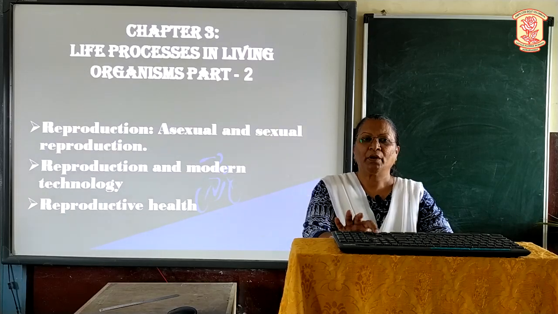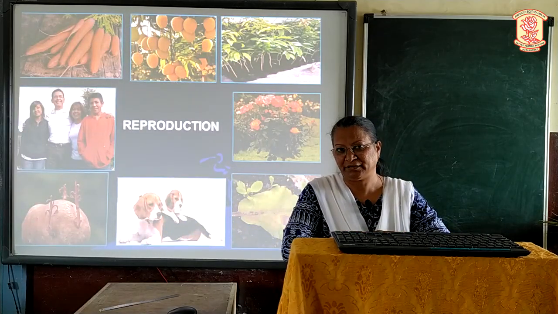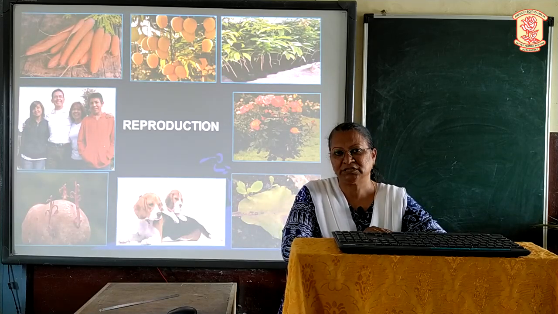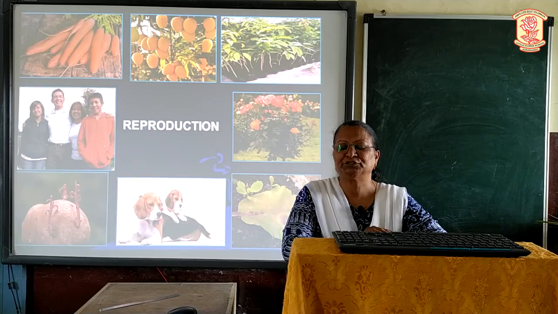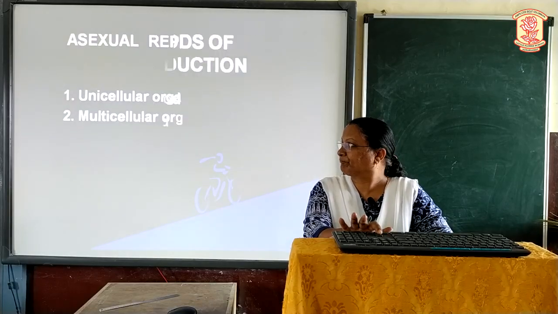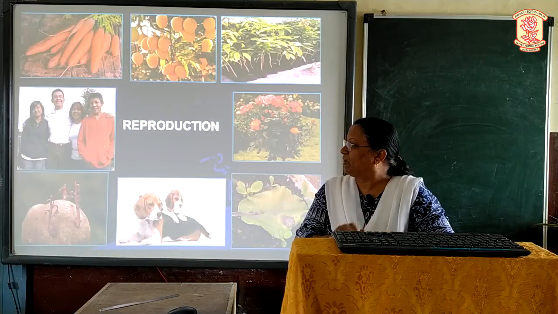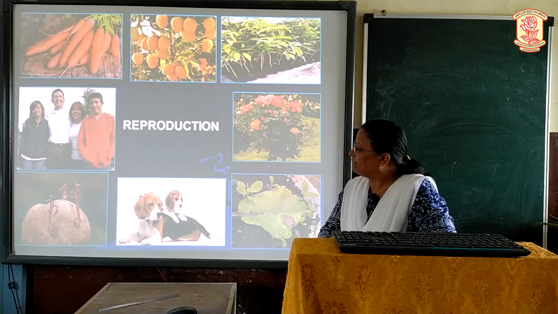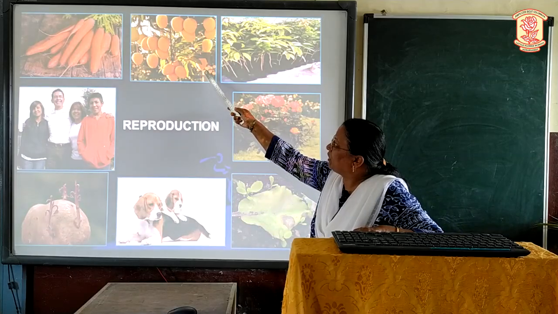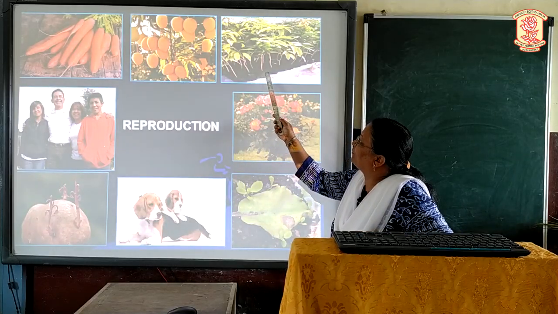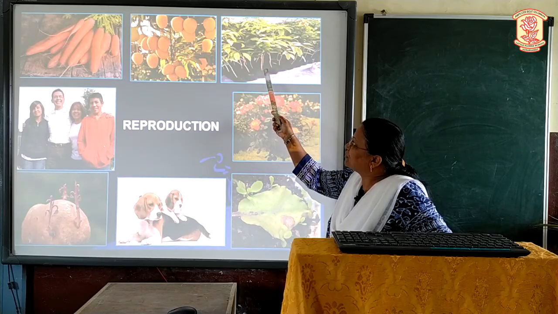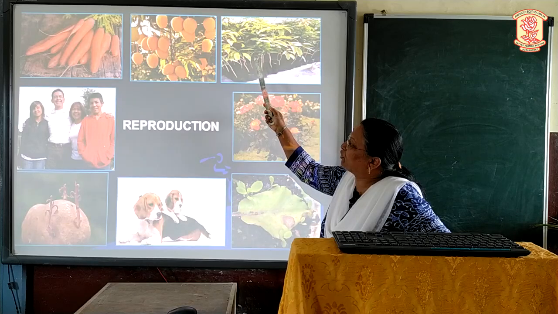So, what is reproduction then? We very well know reproduction is a process in which a young one is being produced from the parents. In this picture, you can see several reproductive methods. You can see a mango is being reproduced with the help of the sapling. That means a seed is being sown and small saplings are being produced of a mango.